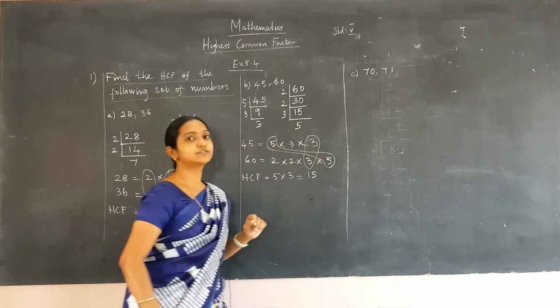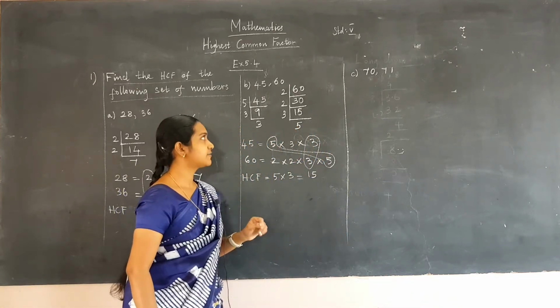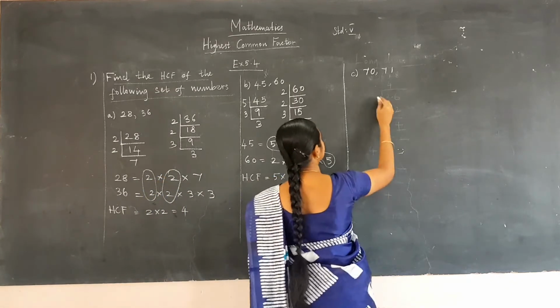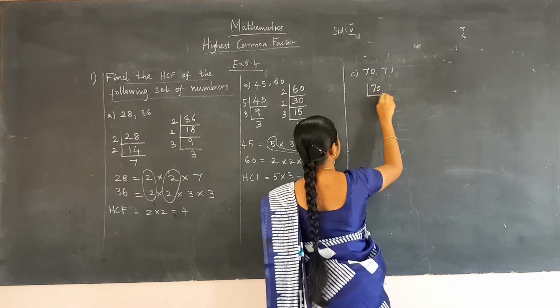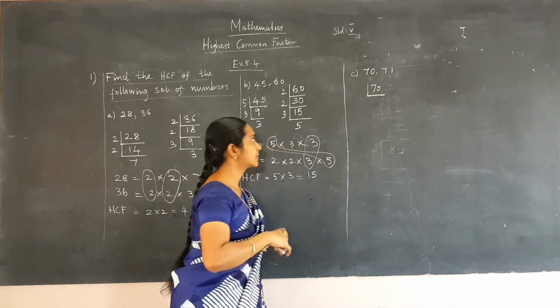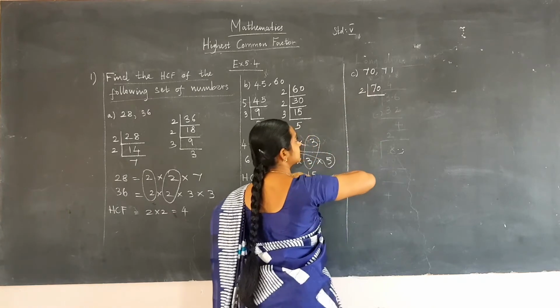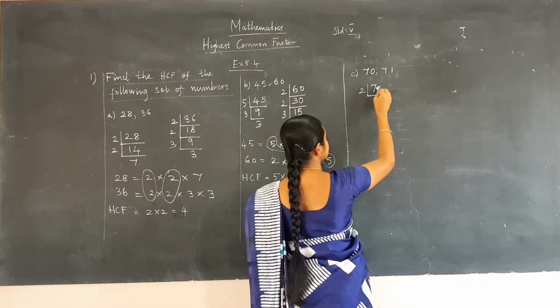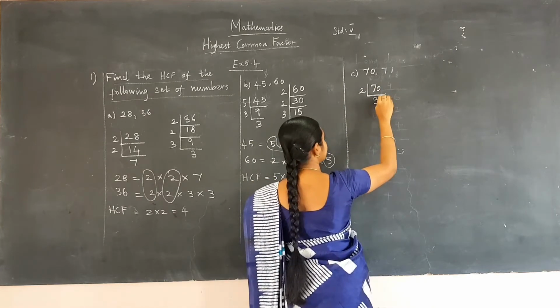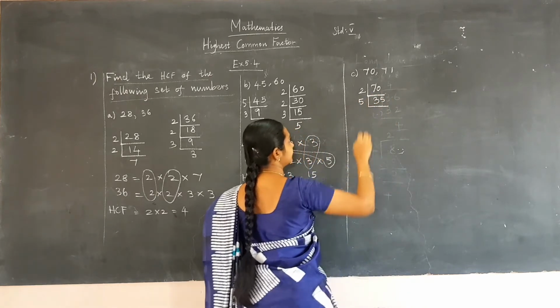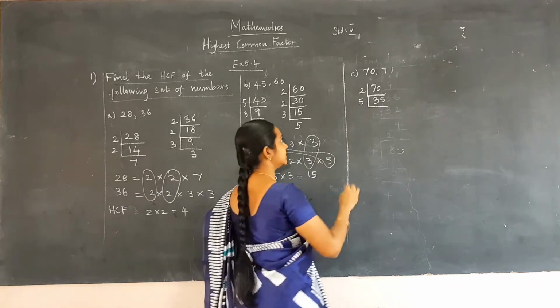Next we are going to find the HCF of 70 and 71. Let us factorize 70 with number 2 first. 2 into 5 is 10. Remaining we have 1. Again factorize it with number 5. 5 7s are 35.